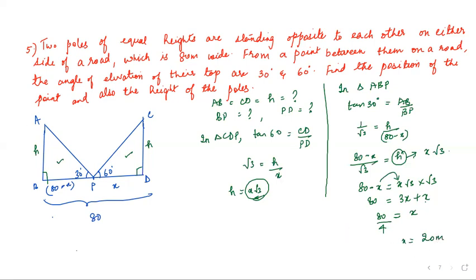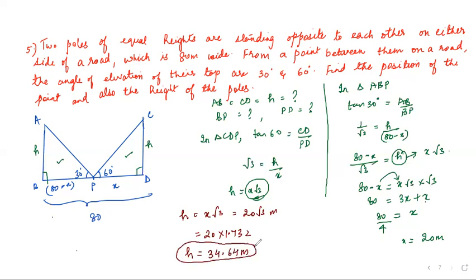Now since I got x, I can now find the height. So height of the pole is x root 3, 20 root 3 meters, which is 20 into 1.732. So h is equal to 34.64 meters. This is the height of the pole. Now, also we need to find the position. So, if x is 20, 80 minus x is going to be 80 minus 20, which is 60 meters.